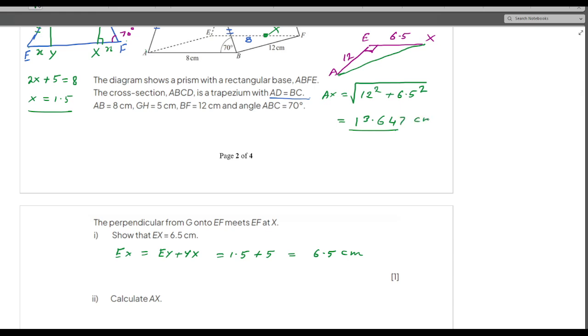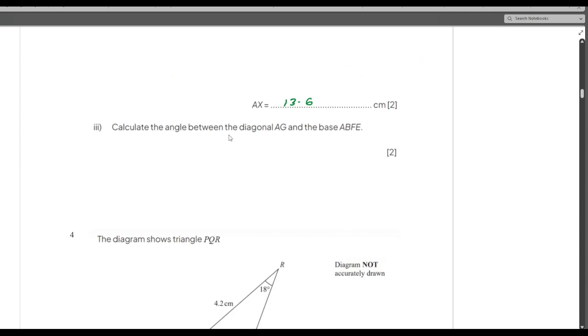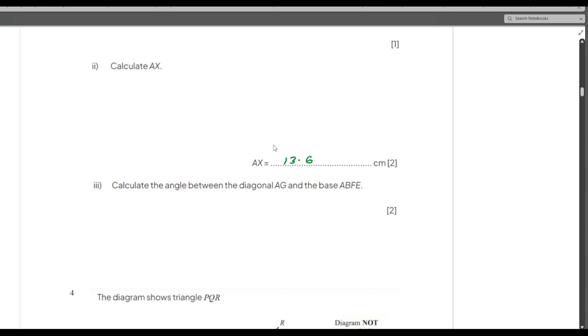13.647. Okay, this is by calculation, and while writing the answer, I can write 13.6. Now, calculate the angle between the diagonal AG and the base ABFE.